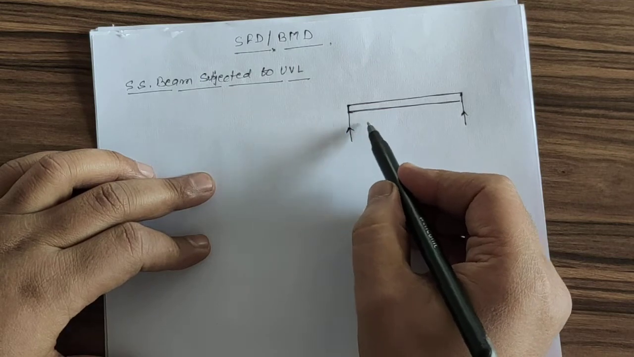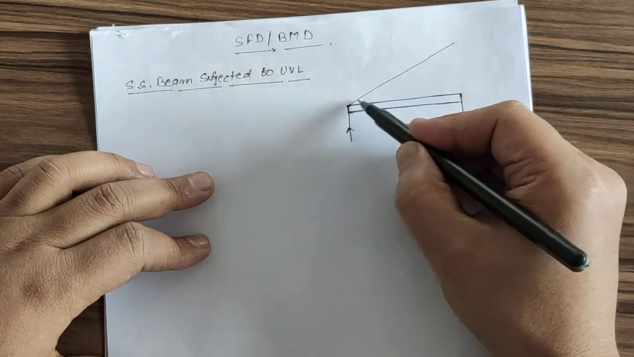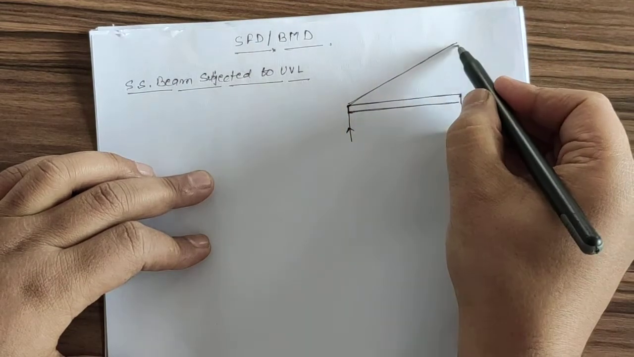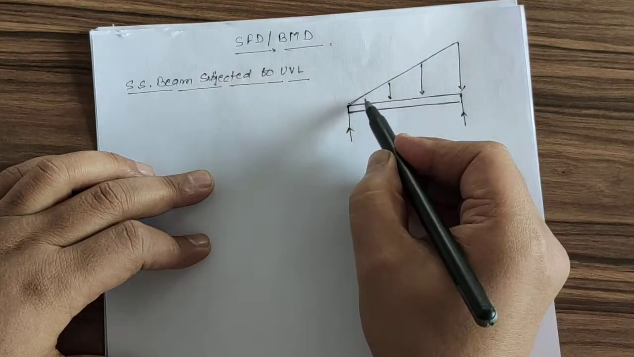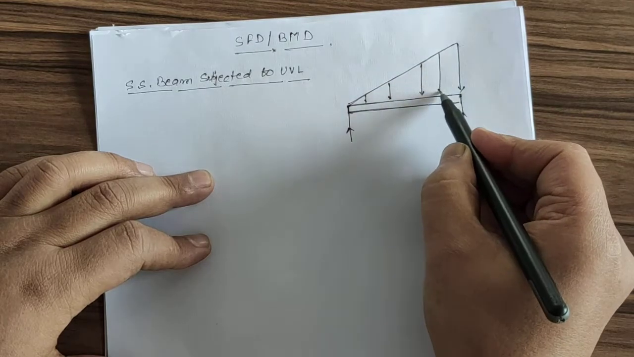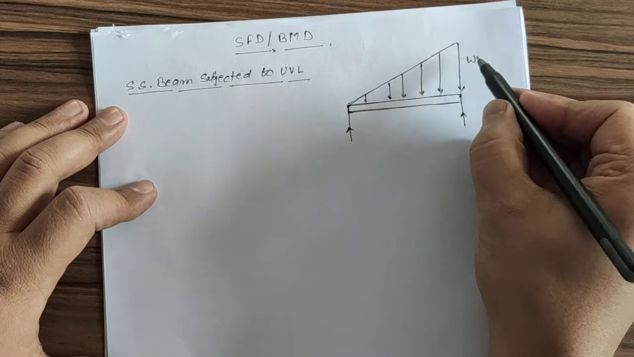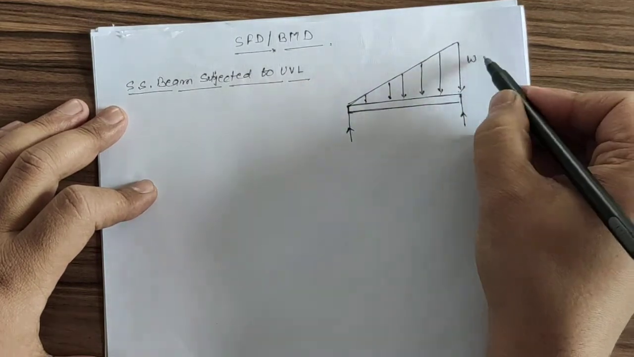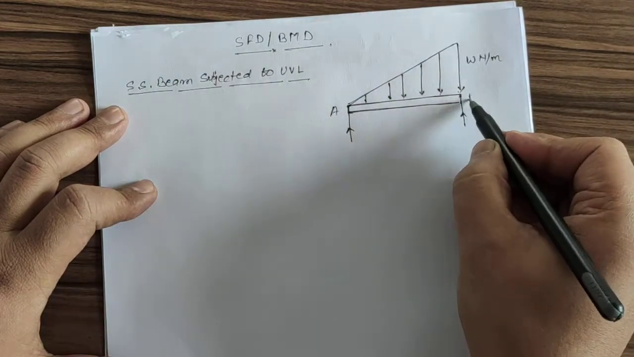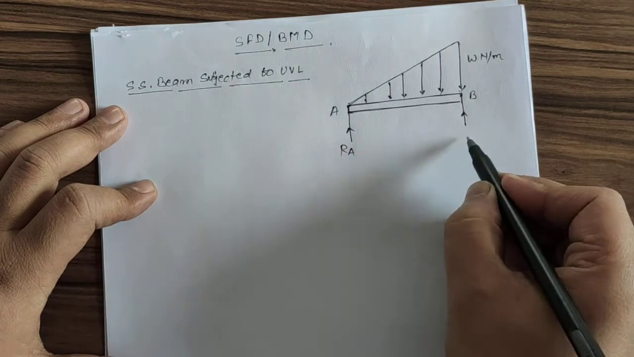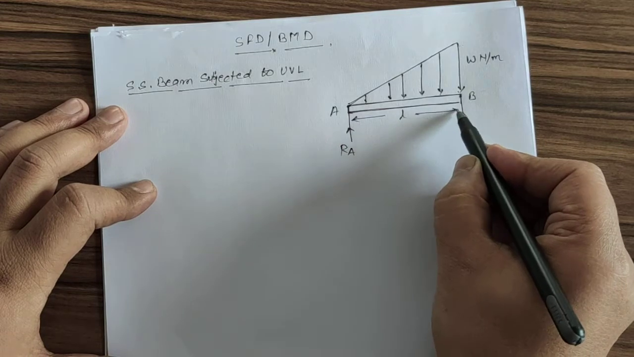From here we can understand that this is simple support and the variation is uniform. Uniformly varying load is represented by this method. Okay. So, from here we can understand that this is uniformly varying load. And this uniformly varying load is designated by its maximum value. So, this maximum value is W Newton per meter. Let us say this is support A, this is support B, it will provide one reaction R A, it will provide one reaction R B, L is the total length of the beam.